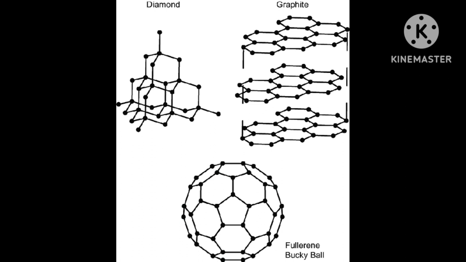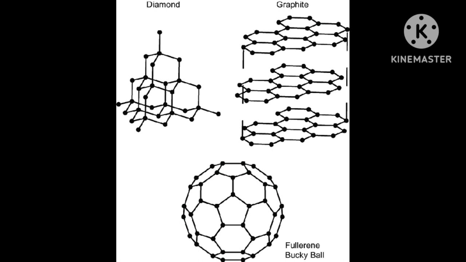Now I am telling about the allotropes of carbon. Carbon has many allotropes, but two are popular, graphite and diamond, and fullerenes is a new one, which is also an allotrope of carbon. There, 60 carbons are attached to each other, making a special allotrope of carbon, which I will also discuss.